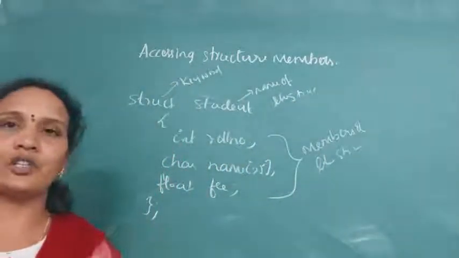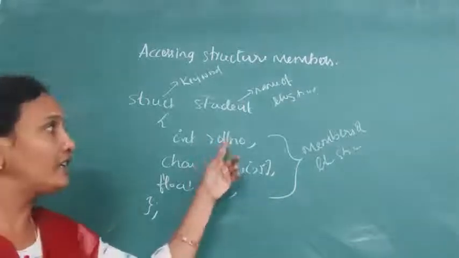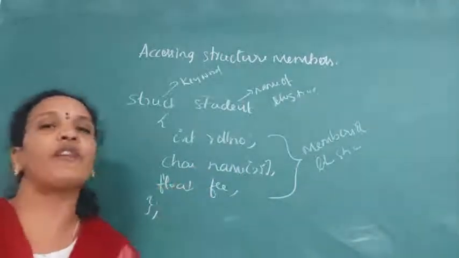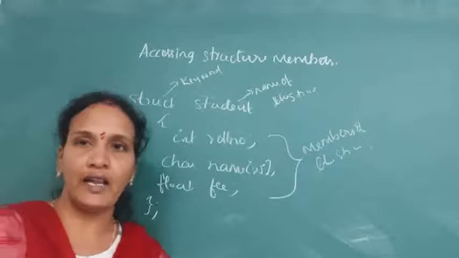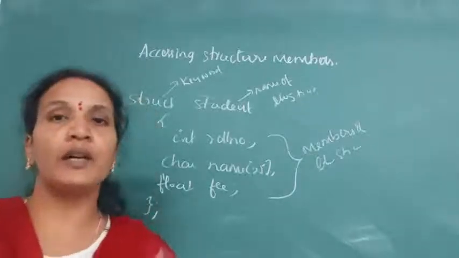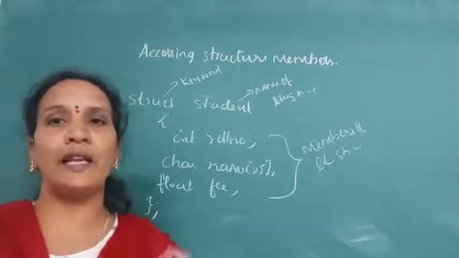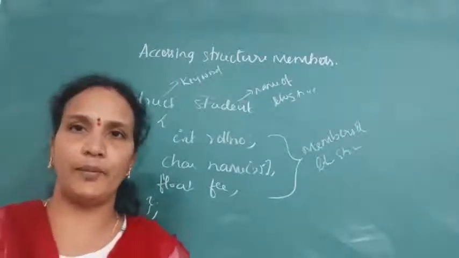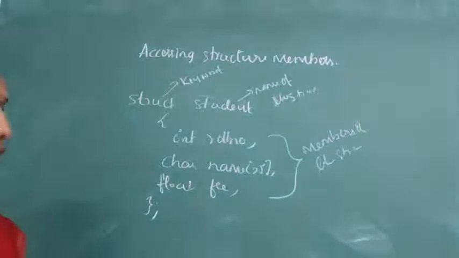Structure is a collection of members and each member can be of a different data type. It is like an array only, but in an array we store all the elements of the same data type, but in case of structure we can store elements of different data types. Okay, so that is the main difference.